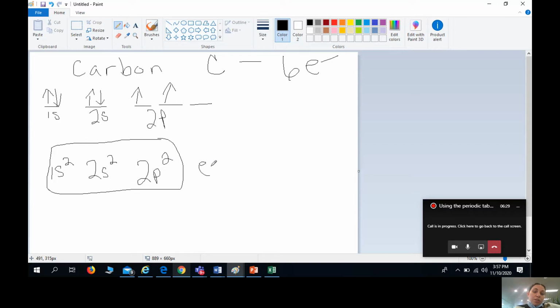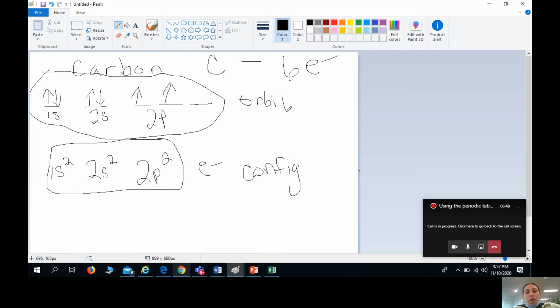I like to call it electron config because I get lazy. This over here is the orbital diagram. So 2 different things, both representing the electrons inside of carbon. That was the long way. I want to show you guys a shortcut using the periodic table.